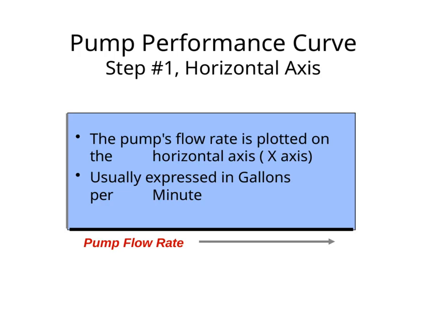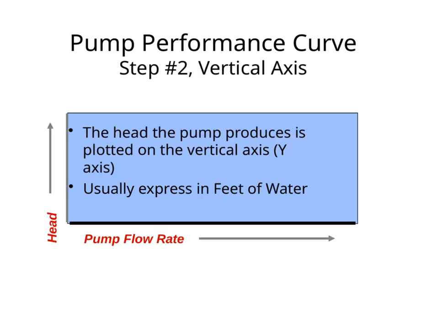Let's start by looking at the pump's flow rate. This is shown along the horizontal axis, or the x-axis. It tells us how much fluid the pump moves, usually measured in gallons per minute. This is the first step in understanding the pump performance curve, giving us a clear way to track how the pump behaves as flow changes. It's a fundamental piece of the puzzle.